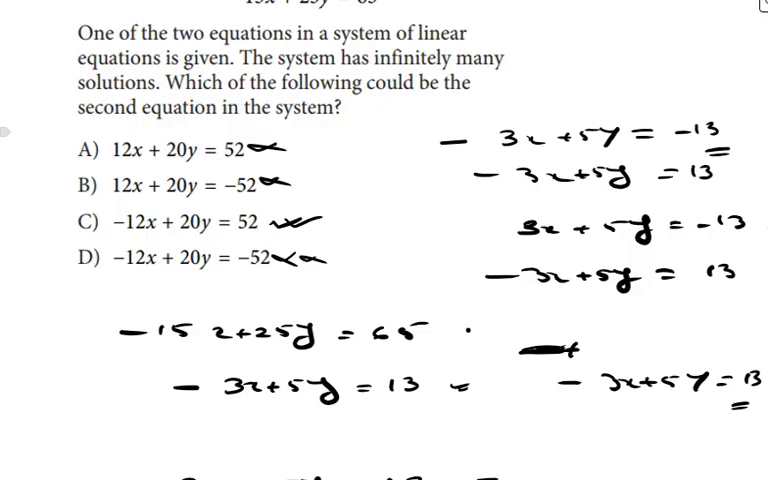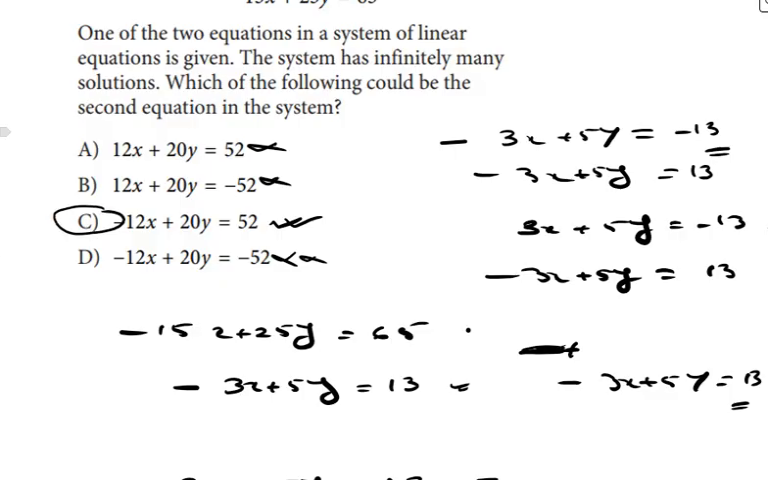Okay. So the only option that is exactly the same as the original equation, just multiplied by a number, is option C, minus 12x plus 20y is equal to 52. So the correct answer is option C.